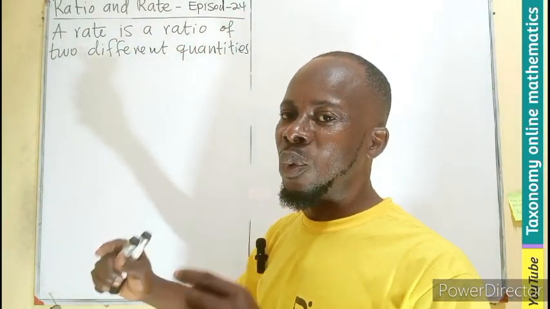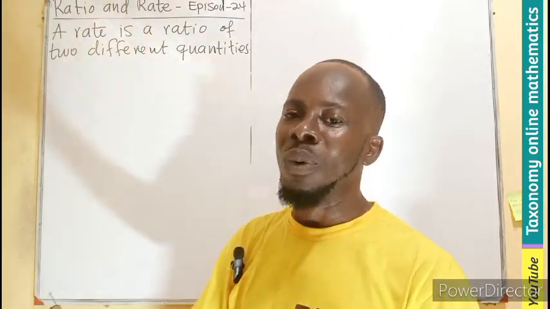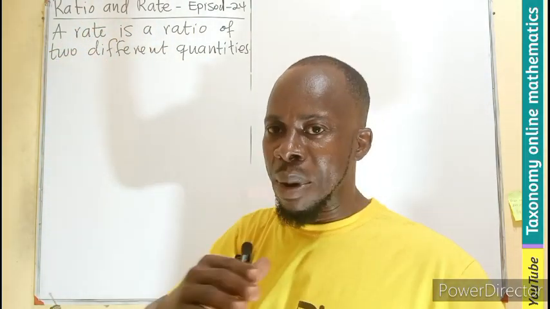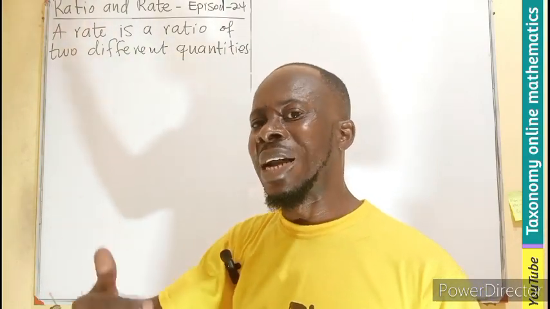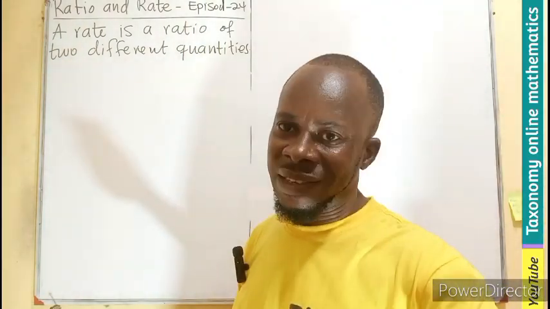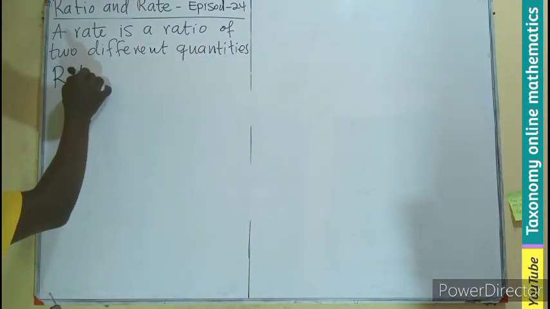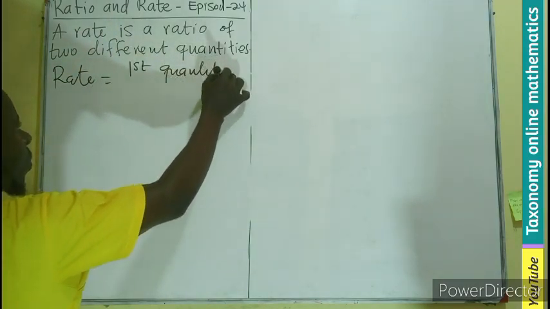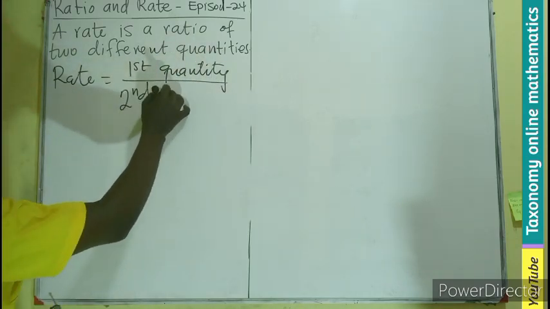So in this case, we don't need to convert all the quantities into the same unit before working with it. We can see a ratio simply as a comparison between two things, but here the units should be different. Therefore, under rate, the unit is based on the first quantity and the second quantity. So rate equals the first quantity, then we divide it by what? The second quantity.